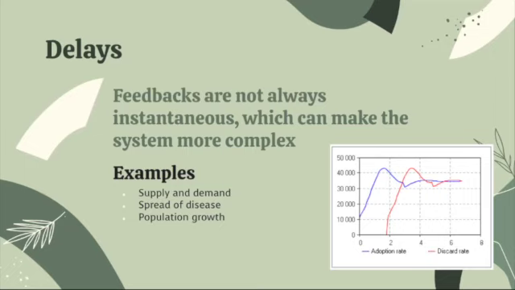Similarly, with the spread of disease, as we map the spread through individuals, sometimes there is a delay between when someone becomes infected and when they become infectious. Finally, as population grows, more individuals are born who can have more individuals themselves, but these individuals have to reach sexual maturity, and so there is a delay between an increase in population and the increase in birth rate.